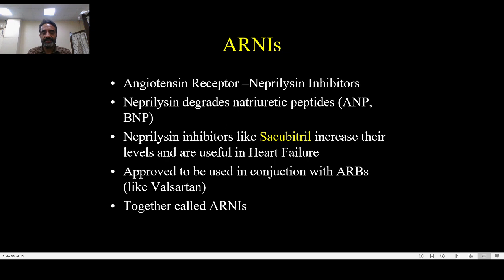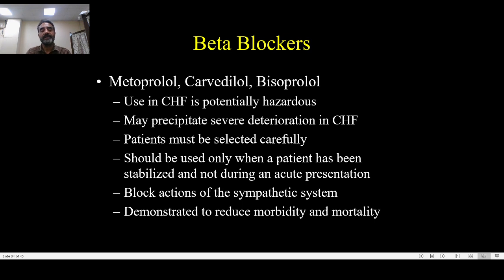So ARNIs are approved to be used. Sacubitril is approved to be used in conjunction with ARBs like valsartan, and together they are called ARNIs, that is, angiotensin receptor neprilysin inhibitors. Then the other drugs with survival benefit are beta blockers like metoprolol, carvedilol, bisoprolol.